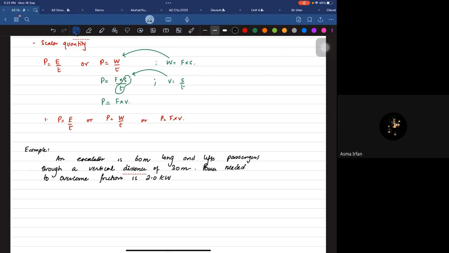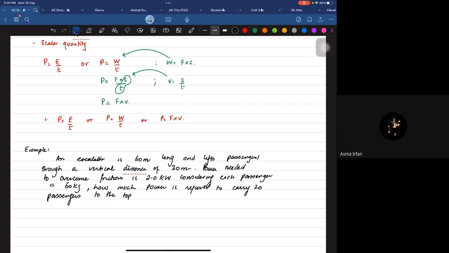All right, 2 kilowatt. Considering each passenger is 60 kilograms, how much power is required to carry 20 passengers to the top, if the escalator drives at 0.75 meters per second, like that. Okay, kids.